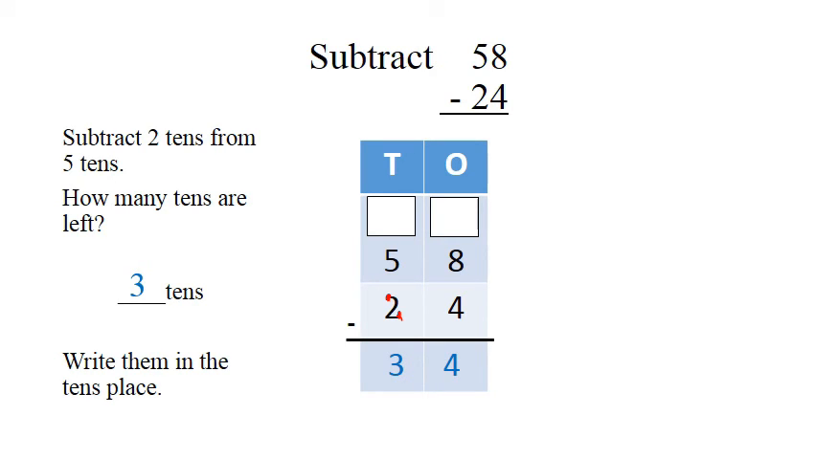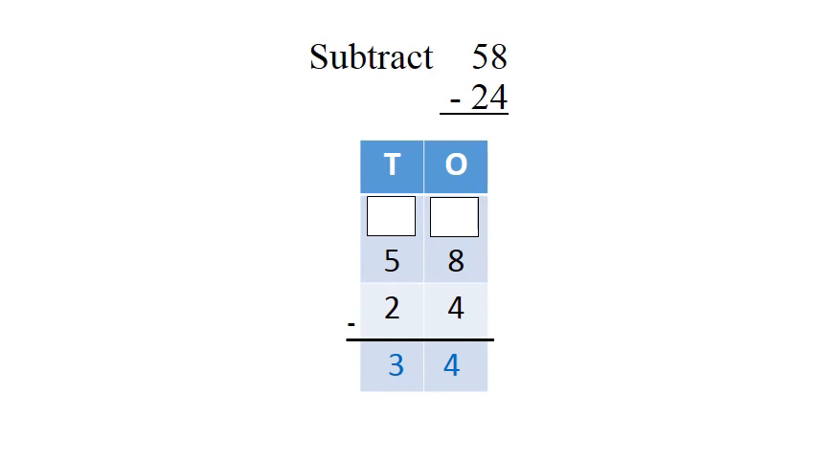Remember, you don't always have to decompose, and that's why on the first step you ask yourself, do I have enough? Remember, the number on top is the one we start with, and the number on bottom is what we are taking away. So if the number on top is the same or bigger than the number on bottom, we do not have to decompose. But if the number on the bottom is bigger, then we always have to decompose. Therefore, on this one, my difference is 34.